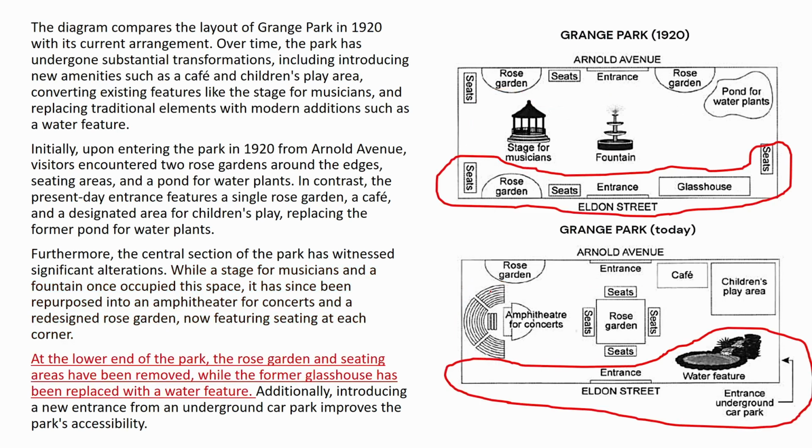Now the last part. At the lower end of the park, the rose garden and seating areas have been removed, while the former glass house has been replaced with a water feature. I want to also mention the entrance. Additionally, introducing a new entrance from an underground car park improves the park's accessibility.